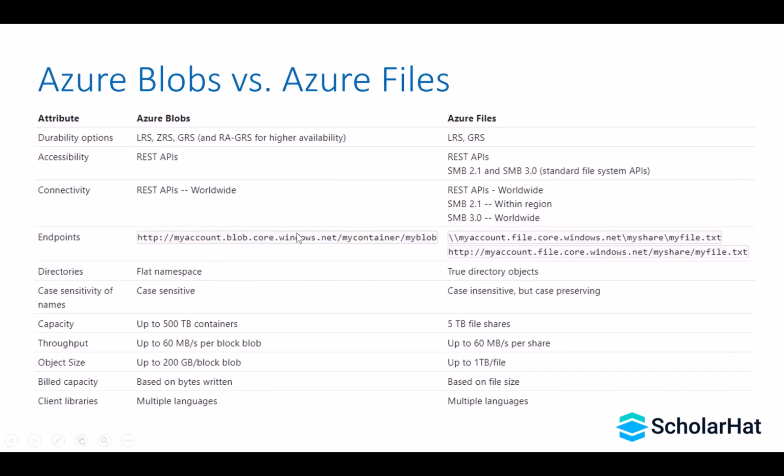This is the endpoint here, and these are the endpoints we have. Directory is a flat namespace, versus a true directory object. If you create a directory in Azure Files, that is a true directory. But in Azure Blob, it's not a directory. It's going to be a logical container. Case sensitive namespace, it is also case sensitive. This is the maximum throughput, 6 TB per block. This is for object size. This is the billing capacity. This is the multi-language support, C#, Java, PHP, and more you can use.